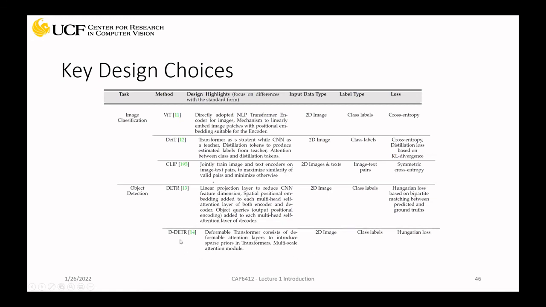So then there's another paper, and we will discuss this also, which is a deformable DETR. So that works for the smaller object, and it's a multi-scale attention, and also 2D images and label type class labels and Hungarian loss.